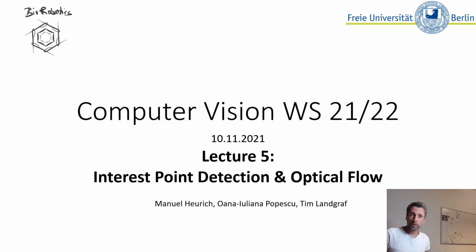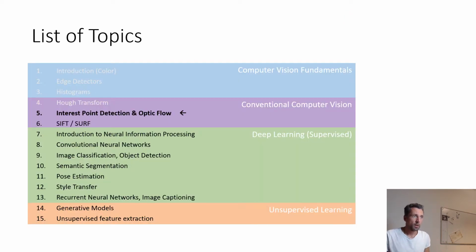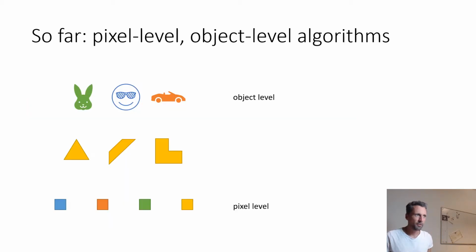Okay, so welcome everyone. This is the fifth lecture. Today we're going to look at interest point detection and optical flow. So we have almost finished the conventional computer vision block just today and next week about similar stuff.